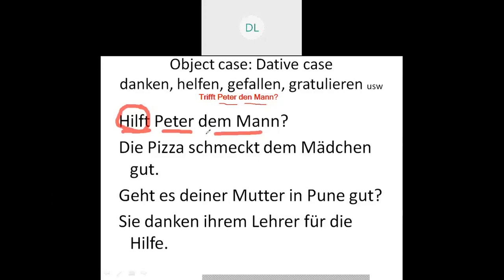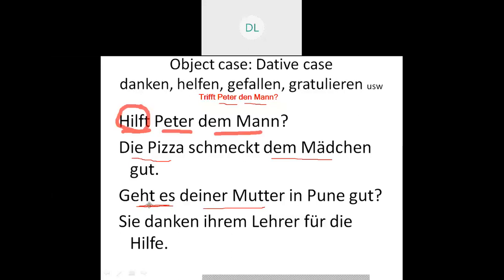On the same grounds: Die Pizza schmeckt dem Mädchen gut. That is, the girl likes the pizza, or the pizza tastes good to the girl. So dem Mädchen is your object, and pizza is your subject. On the same lines, es geht, that is, we had seen es geht, wie geht's? So, how does it go with your mother in Pune?